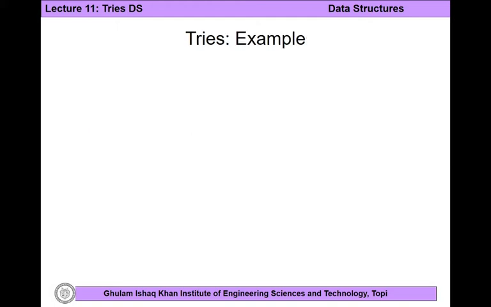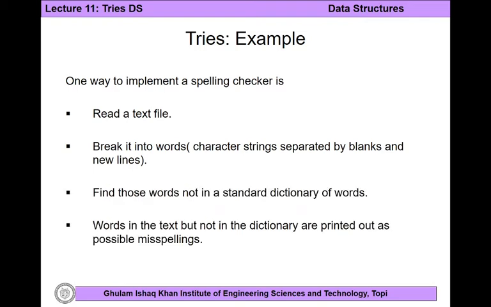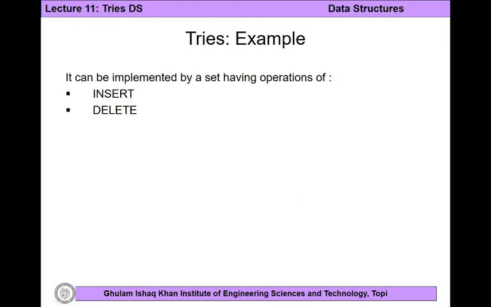Now what does it do? This example, which is written on the slide, I'm not going to read, because I've explained to you how it works. It reads a file, breaks it into words, and finds those words which are in the standard dictionary, and the remaining words are termed as possible or potential spelling mistakes. So how does this tries work?